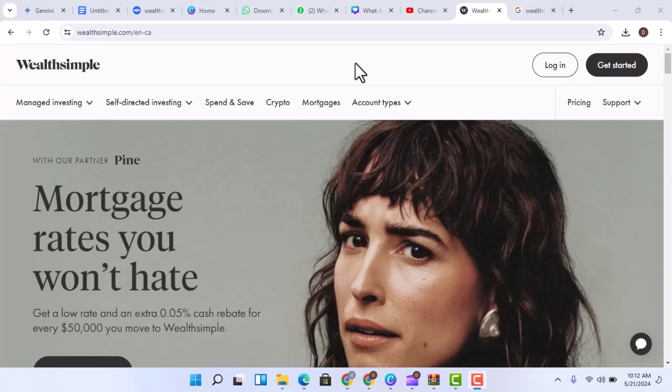Hey there, you're sitting at your desk, surrounded by financial documents. You're considering investing in cryptocurrency, but you're not sure where to start.